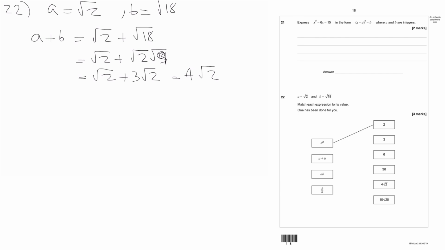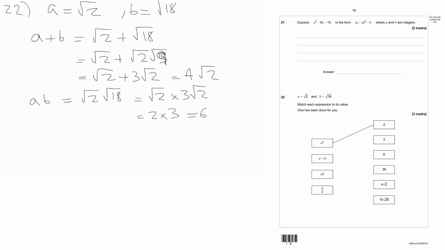We have ab, so a times b. So root 2 times root 18. In this case, we've already said that root 18 can be broken down as 3 root 2. So we can say that this is root 2 times 3 root 2. And if we multiply root 2 times root 2, we just get 2. So this becomes 2 times 3, which is 6.